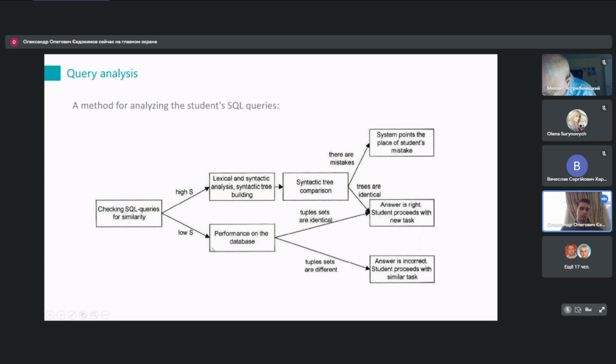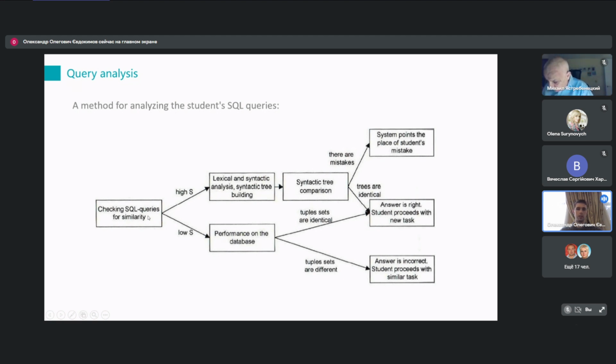Intelligent tutoring system based on this approach, where there is high similarity, then lexical and syntax analysis take place, and syntactic tree comparison. If there are some mistakes, the system points out the student's mistake. If the tree is identical, the answer is right.